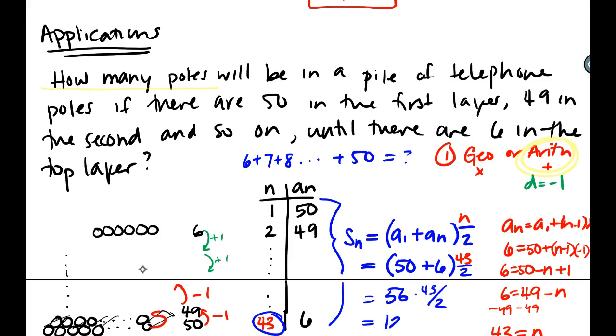We get 1,204 logs in this whole entire thing. Or poles, whatever you want to call them. So that's sort of how we would use this.